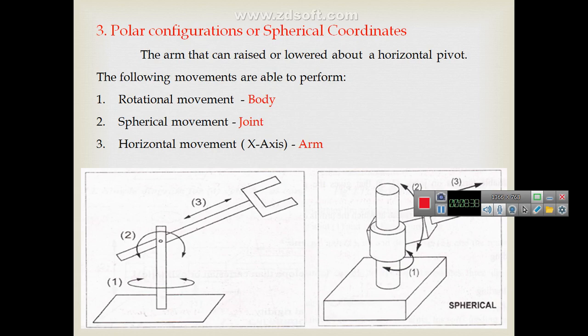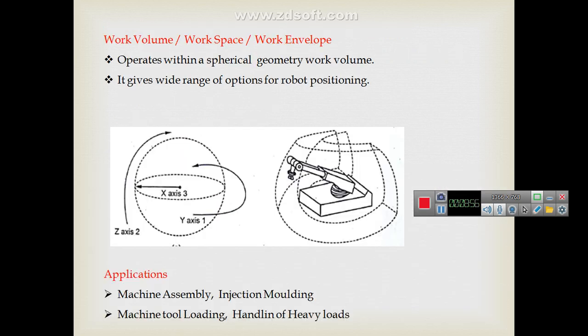Then the polar configuration is a spherical coordinate system. The arm can be raised or lowered about a horizontal pivot. The following movements can be performed: the rotational movement by the body, the spherical movement by the joint, and the horizontal movement by the arm. Okay, so these are the polar configurations for the spherical coordinate system. The applications are machine assembly, injection molding, machine tool loading, and handling of heavy loads.